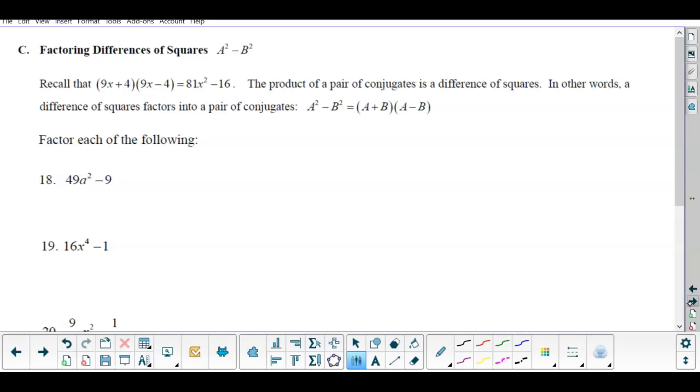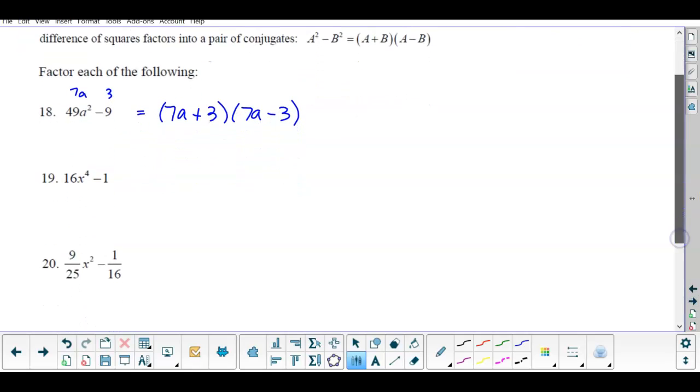So you want to look at the 2 terms: are they perfect squares on their own? 49a squared, yep. Square root is 7a, sometimes I just write it above. The 9, without the negative, yep, the square root of 9 is 3, and it's a difference. So as long as it's a difference, then it's 7a plus 3 times 7a minus 3. Or you can put the minus in the beginning and the plus at the end. Done, that's it.